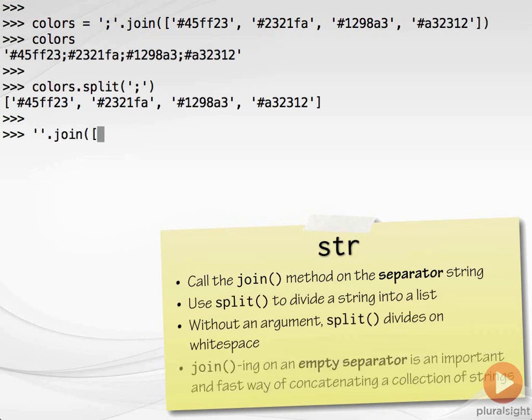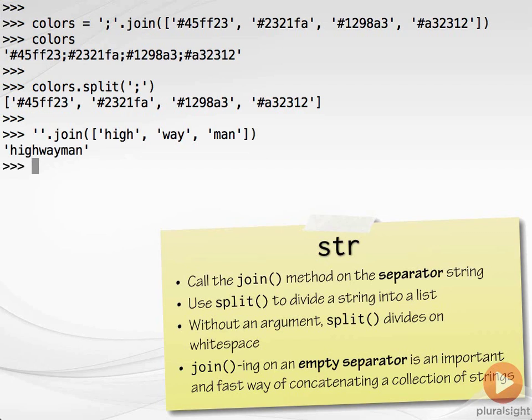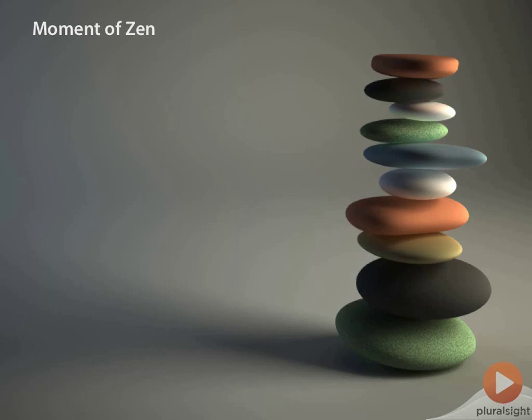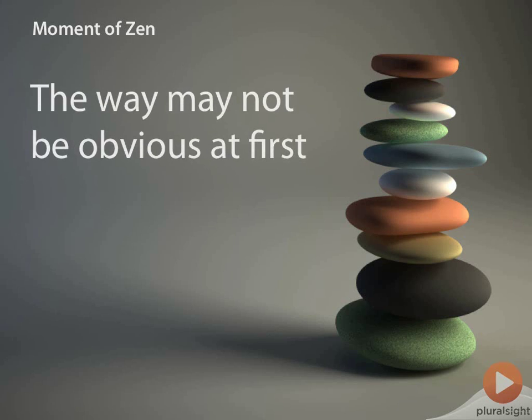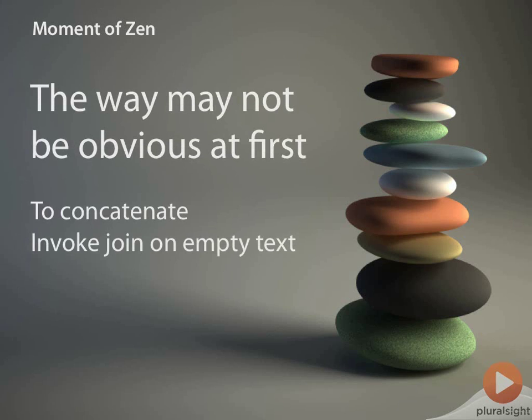A widespread and fast Python idiom for concatenating together a collection of strings is to join using the empty string as the separator. The way may not be obvious at first. To concatenate, invoke join on empty text. Something for nothing. This use of join is often confusing to the uninitiated, but with use, the approach taken by Python will be appreciated as natural and elegant.